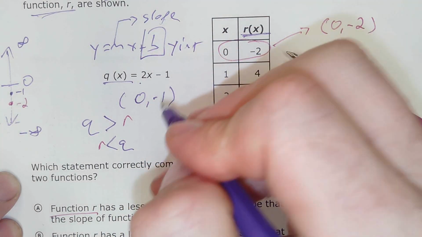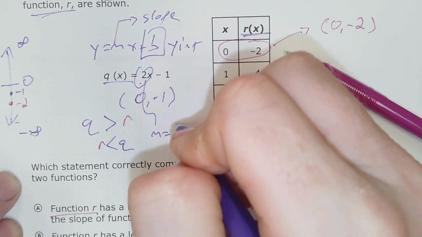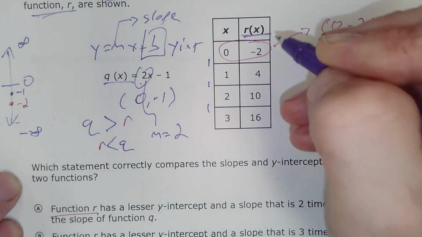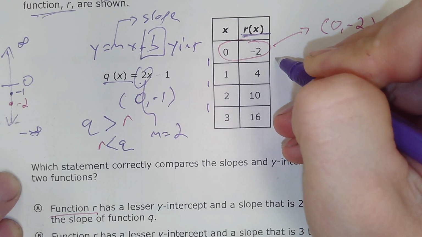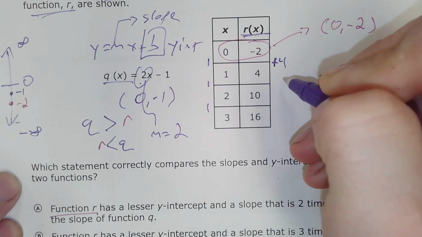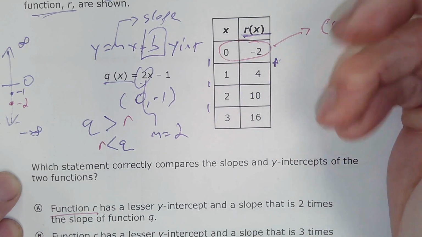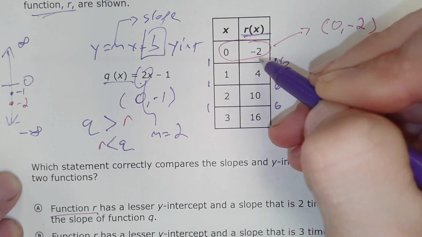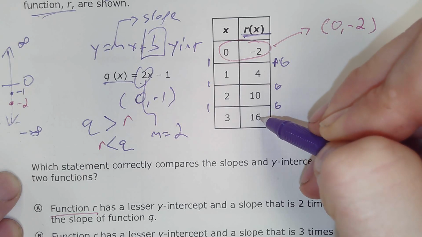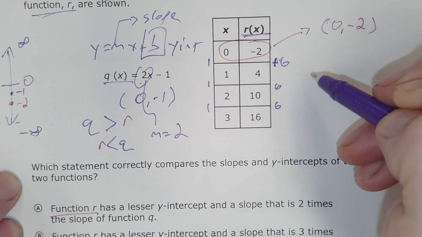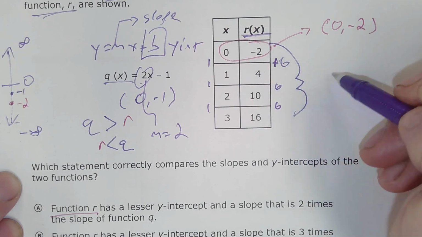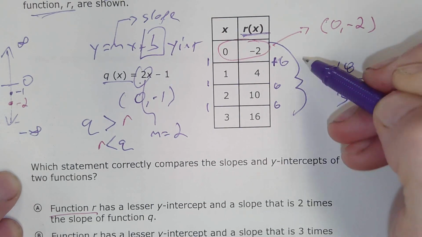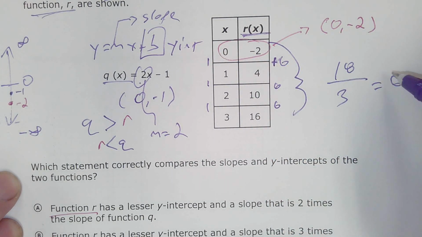I don't know the slope for this one. The slope for this one is 2. What's the slope over here? Well, the change in x here is 1. I can go from here to here. It went up 4. No, it didn't. It went up 6. From here to here, it went up 6. Also, you could have done this: from here to here, it changed by 18, and it went from 0 to 3, so it's 6. So 6 over 1 is 6, or 18 divided by 3 is 6.